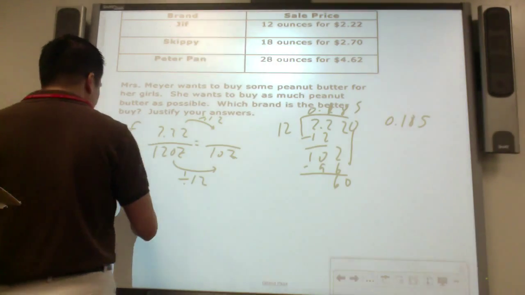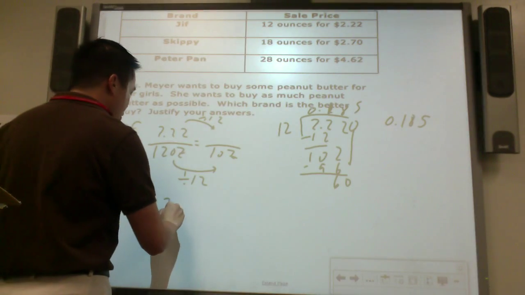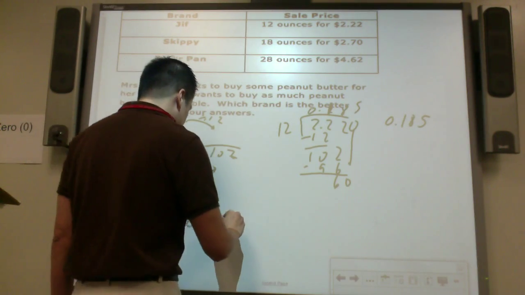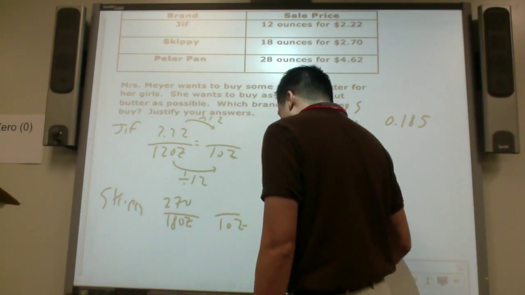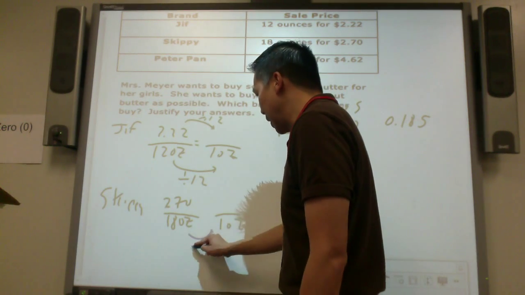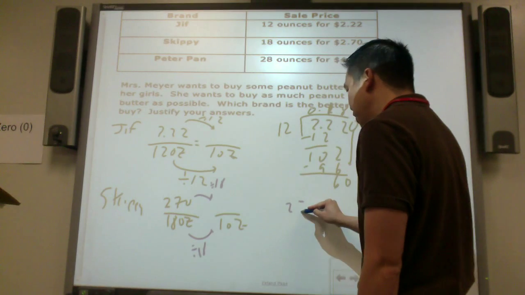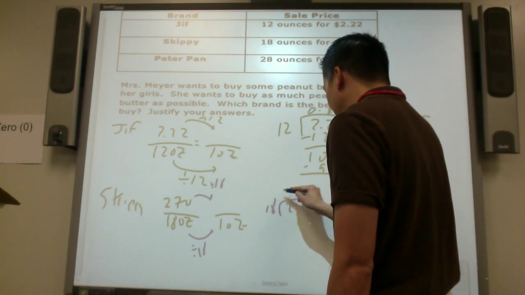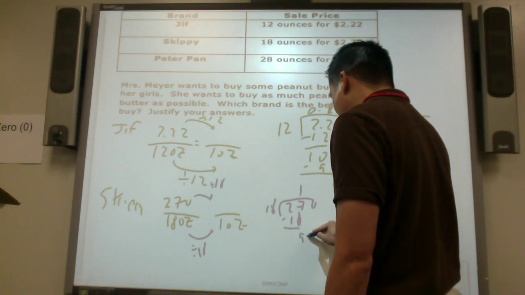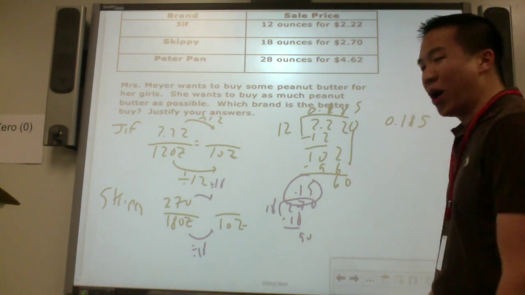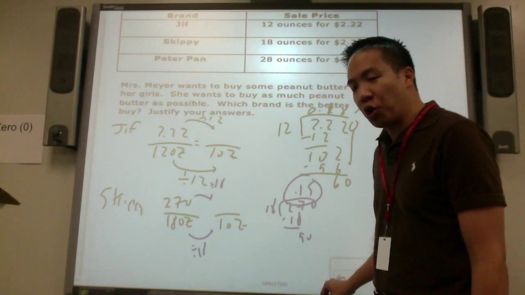What about Skippy? It's $2.70 for 18 ounces. So how do I break it down from 18 ounces to 1 ounce? I divide by 18. 270 divided by 18 is 15. So it's 15 cents for every 1 ounce, or per ounce.